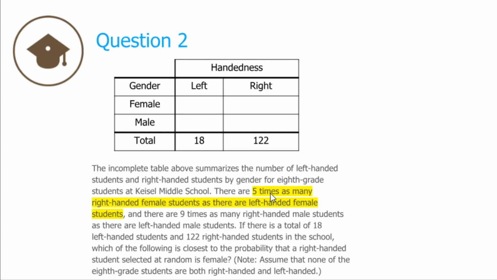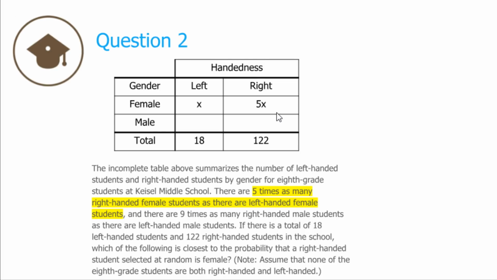So, there are 5 times as many right-handed female students as there are left-handed female students. Okay, so that's interesting. That means that if there's 1 left-handed female student, there will be 5 right-handed female students. Or if there's 2 left-handed female students, there will be 10 right-handed female students. But we don't know how many left-handed female students there are. So what can we do? This is where it's a really good idea to define a variable. So in this case, we might define it as x. So we can say, all right, if there are x left-handed female students, there will be 5x right-handed female students.